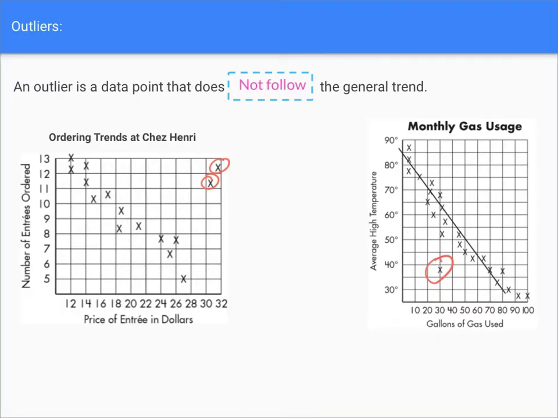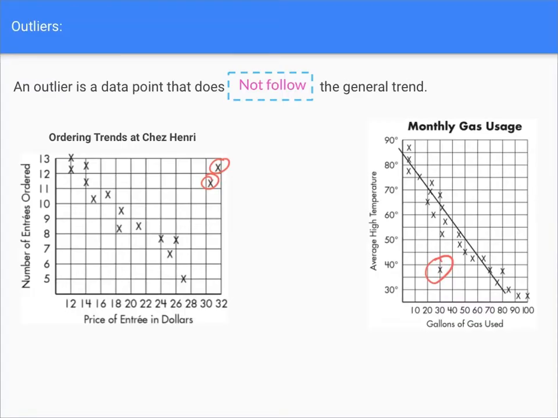Why did they use less gallons of gas to heat their house? Maybe they were not in town. Maybe they spent time at their summer home. So there are always reasons for outliers, and that's why we generally use a trend to answer our questions and make predictions. We don't depend on one use case that is an outlier.